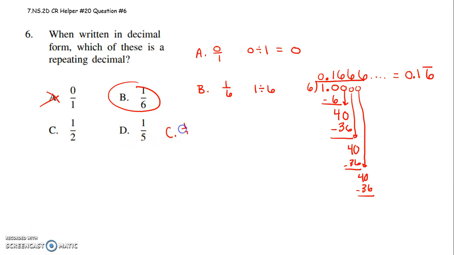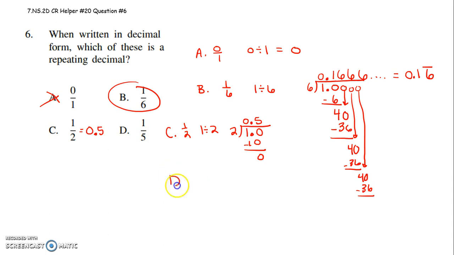C is 1/2. That means 1 divided by 2. How many times does 2 go into 1? Put that decimal point right after the 1. 2 goes into 1 0 times. 2 goes into 10 5 times. 2 times 5 is 10. So that is 0.5. That's called a terminating decimal.